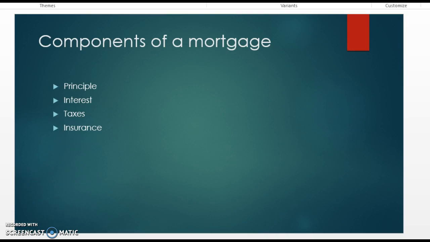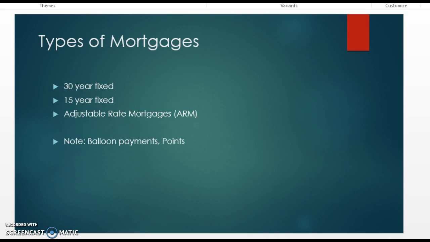So let's look at quickly the different types of mortgages that you may have. All mortgage loans are not the same. I always say that you don't ever get a mortgage from a place that has mortgage in their name. If the name of the institution has mortgage in it, they're going to have higher rates.